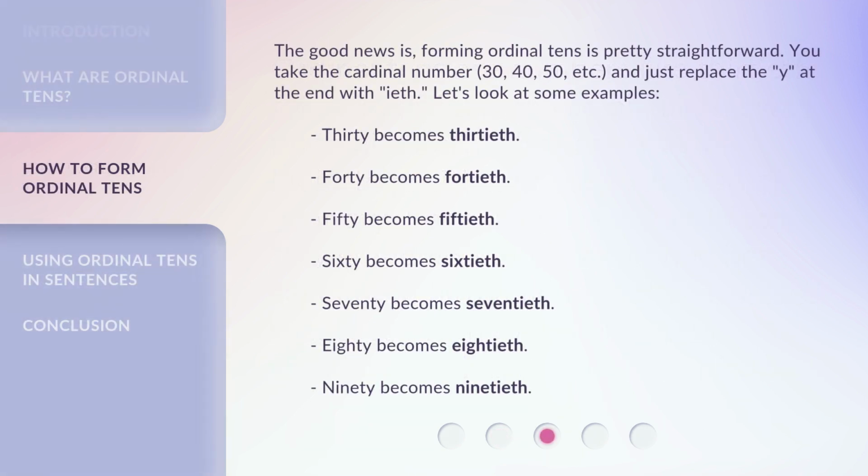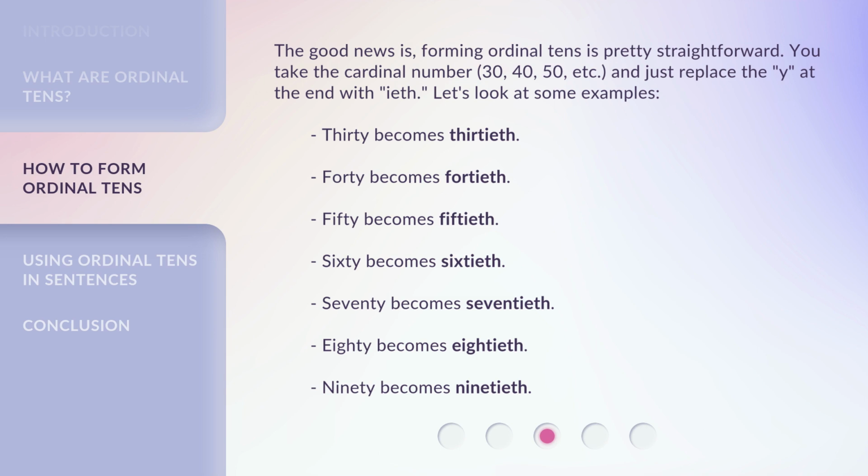The good news is, forming ordinal tens is pretty straightforward. You take the cardinal number, 30, 40, 50, etc., and just replace the y at the end with ieth.